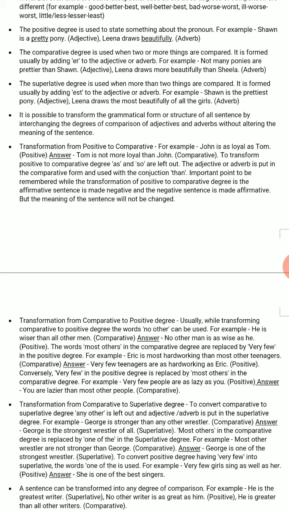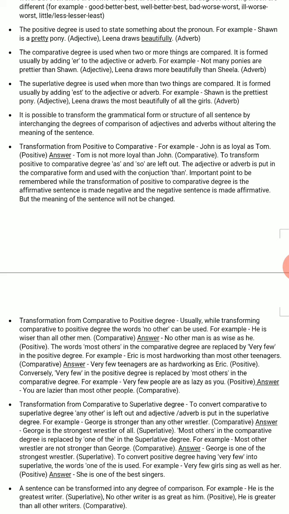Let's go further. To transform positive to comparative degree, as and so are left out. In positive degree, if as or so words are used, you have to leave them. You should not consider those words in writing the answer or in converting it into comparative degree. The adjective or adverb is put in the comparative form and used with the conjunction than.